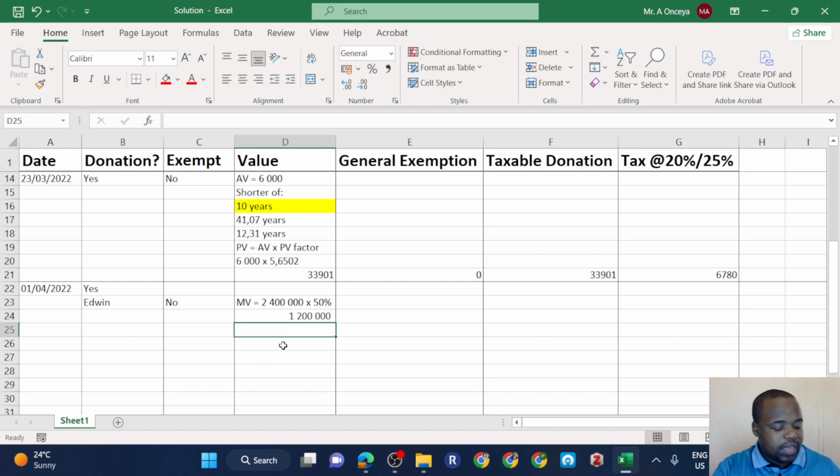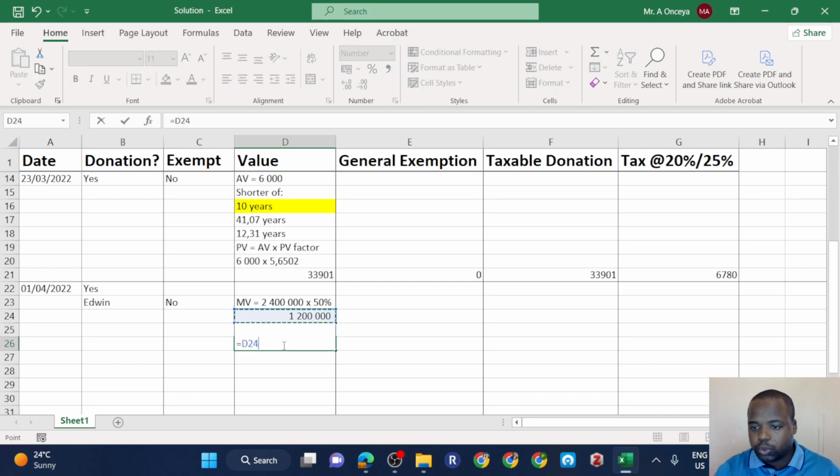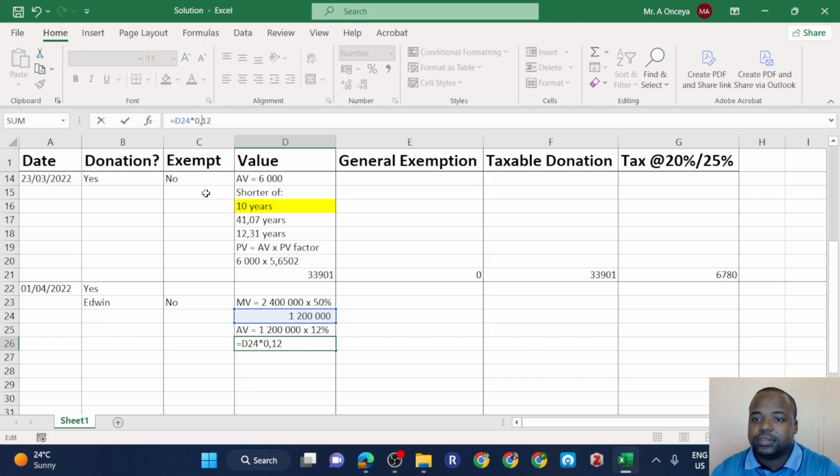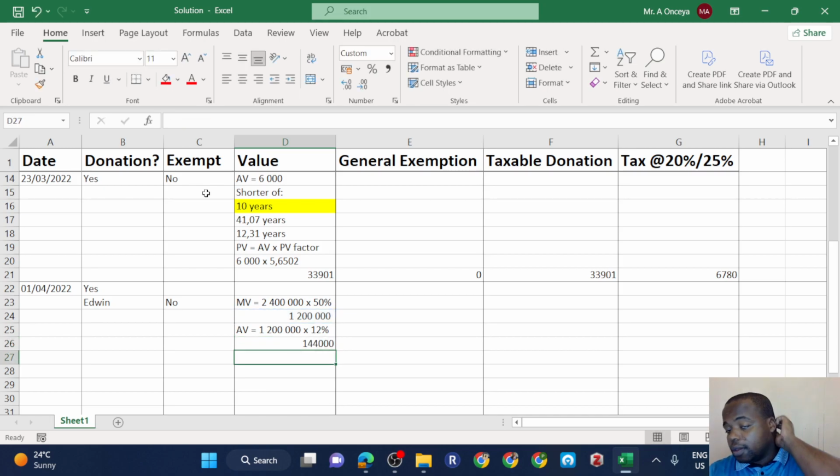And then we determine the annual value, right? The annual value will be the 1.2 million multiplied by 12%, which is... wait. Oh, I said 0.0, which is wrong. It's supposed to be 0.12. It's 144,000 rands, right?